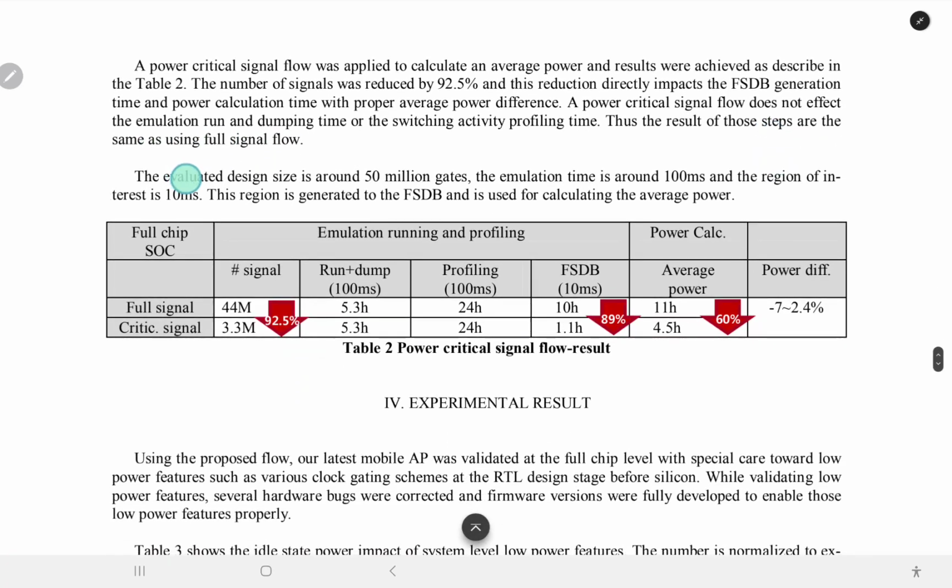The evaluated design size is around 50 billion gates, the time is around 100 milliseconds, and the region of interest is 10 milliseconds. This region is generated into the FSDB and is used for calculating the average power.